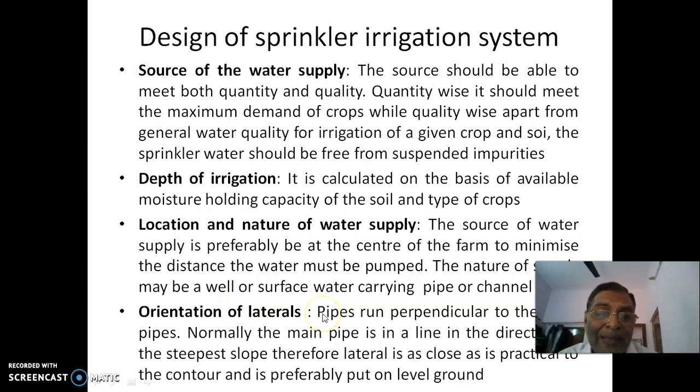Then orientation of the laterals. Pipes run perpendicular to the main pipes. Normally, the main pipe is in a line in the direction of the steepest slope. So if you find a field where the slope is running, you align the main pipeline along that slope. Perpendicular to the main pipeline, you will have the laterals. This is already shown in that main figure earlier.